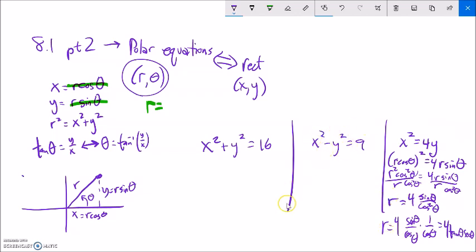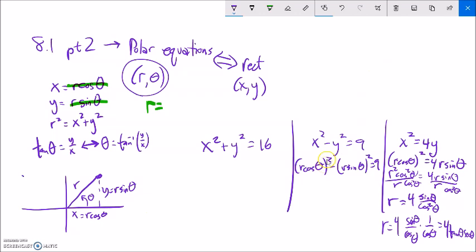All right, let me do this next one. Same idea. X squared minus y squared equals 9. So I'm going to substitute in the r cosine theta and the r sine theta for x and y.